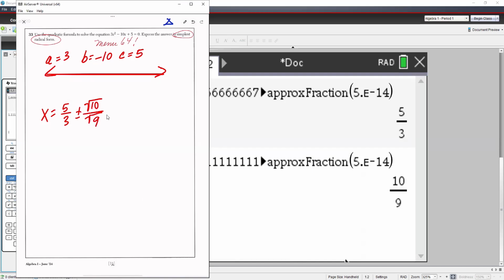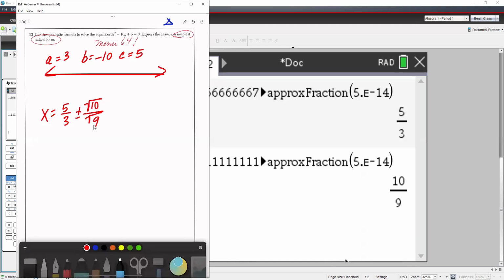Now, if you know your perfect squares, you know that 9 is a perfect square, and the square root of 9 is 3. If you don't know your perfect squares, just take the square root of the top, square root of 10, and you'll see it's irrational. Then take the square root of the bottom, and you'll see that it is a rational number. So that means we can simplify this. I'm going to erase this and replace it with a 3. And that is our simplified radical, and we don't have to do anything else.